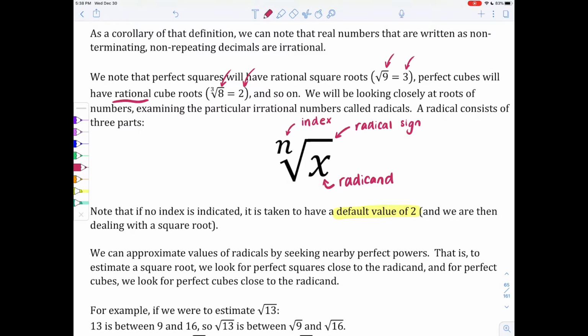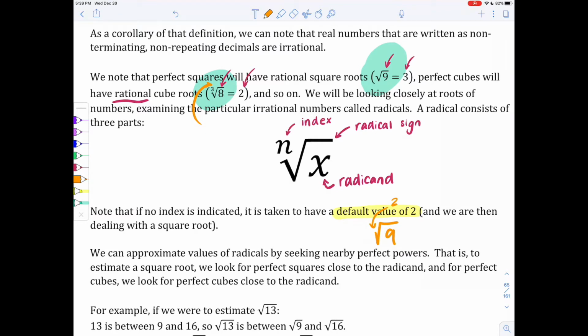So for example, if we were looking at the square root of 9, that index we didn't write down. Well, that index is automatically going to be 2. If it's not showing, it is assumed that it's a 2. Whereas when we looked at the cube root of 3, because by default, if we didn't write it, it would be 2, but we want to have the 3 there, we have to write that index down.